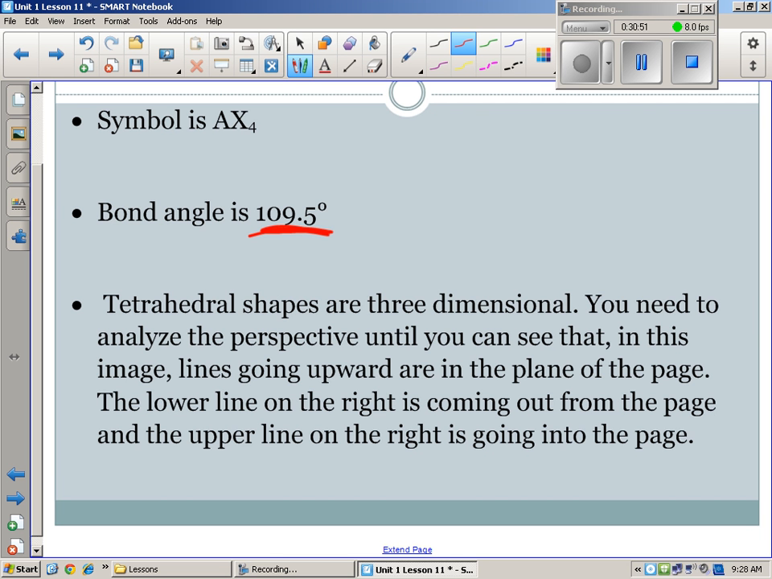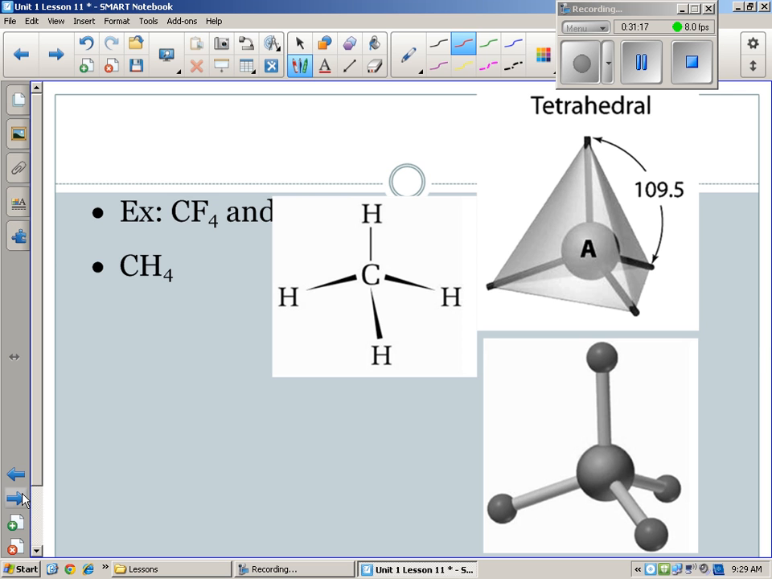Here's where we get into something a little bit more complex. Not more complex, but just what you have to think of. Tetrahedral molecules are 3-dimensional. So when we draw tetrahedral, we don't draw 3-dimensional, we draw 2-dimensional. You need to analyze the perspective until you can see that in this image here, lines going upward or out of the plane of the page, the lower line is the right, and so on. So when you look at this diagram here, this is probably your best diagram, this is actually what it would look like. Obviously it's 3-dimensional. You can think of a triangular base here, so these 3 sitting flat, and this one's sticking up.